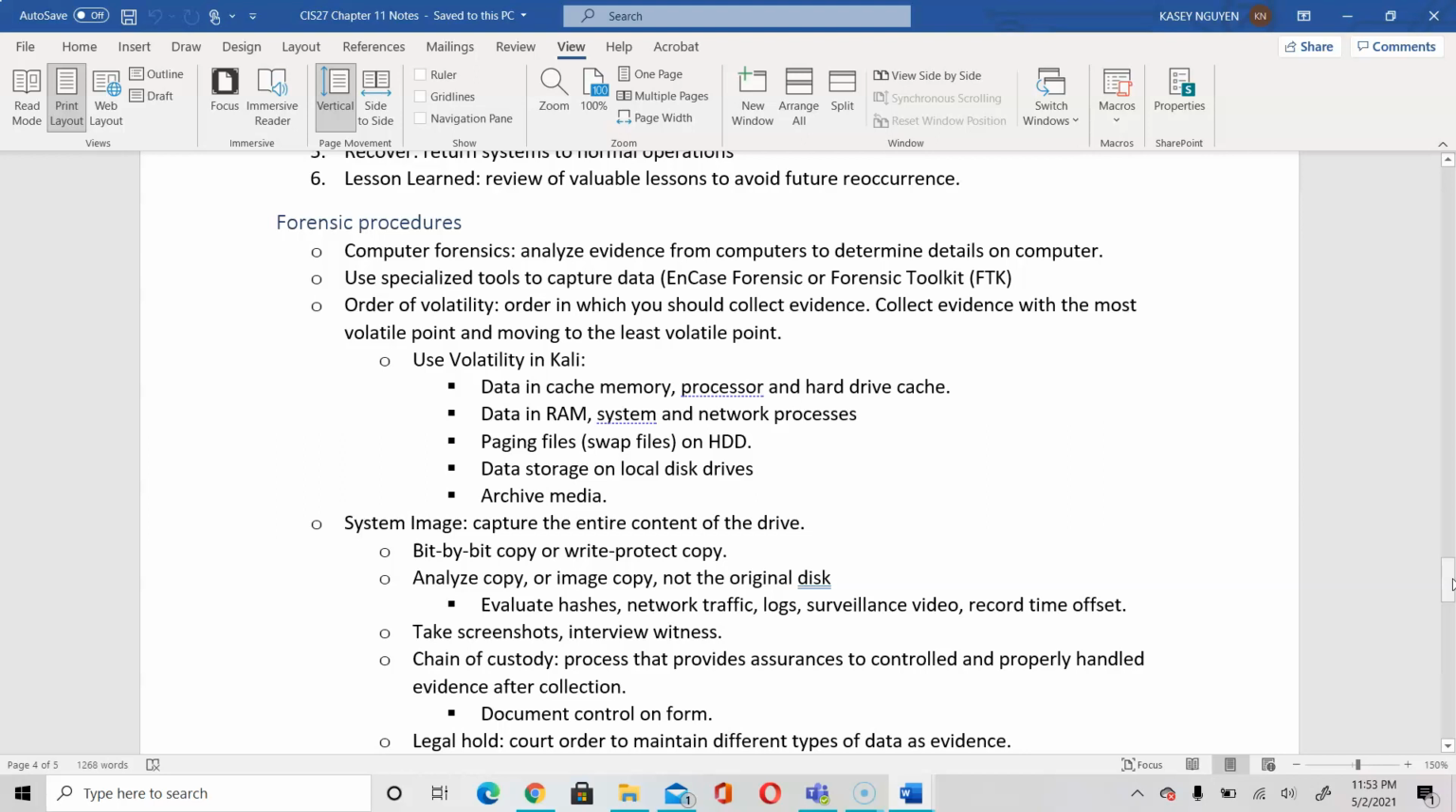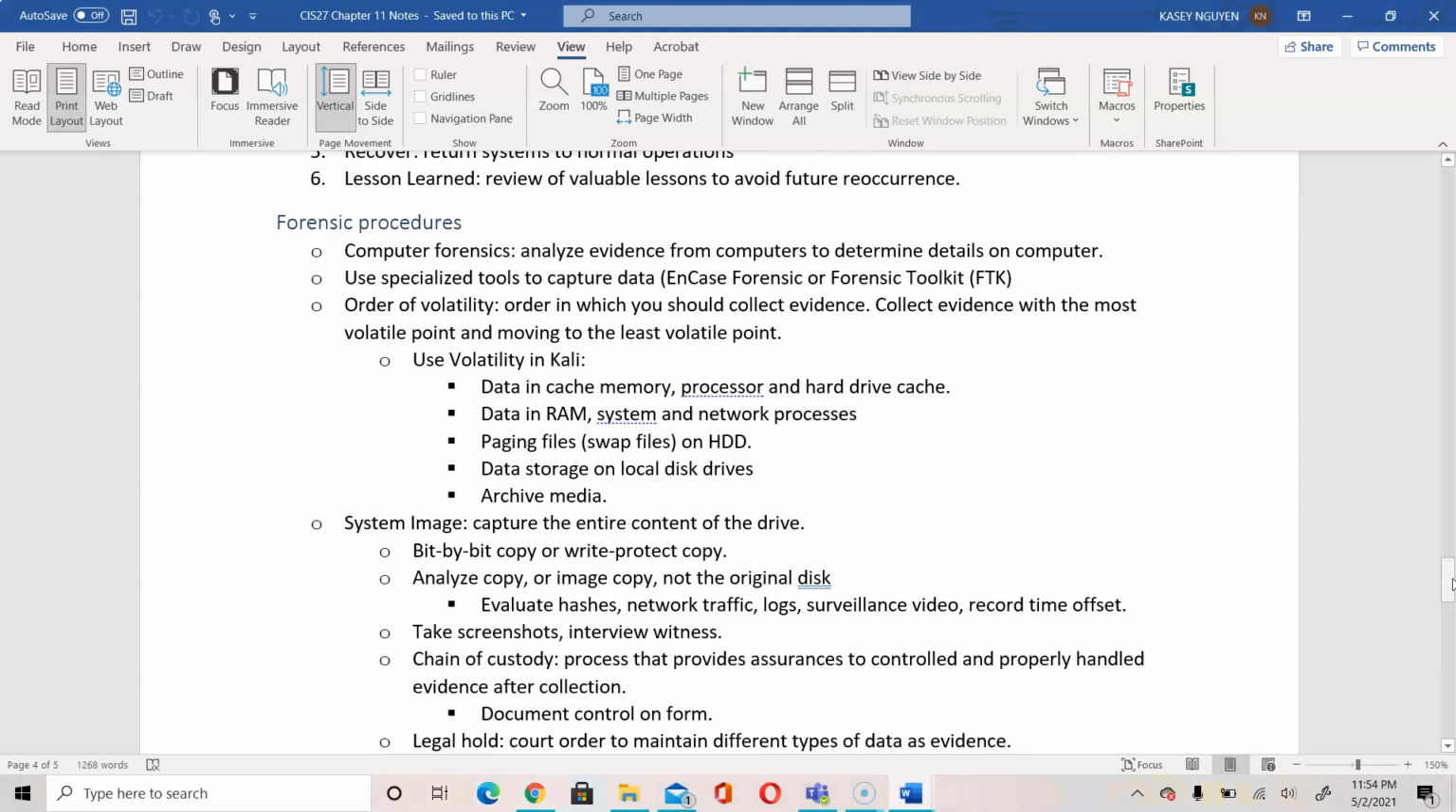Volatility pertains to losing the data when the power is removed. So if data could be changed when the power is removed, if it could be corrupted or erased, or changed somehow, we would start with that first. And so that's what order of volatility means.